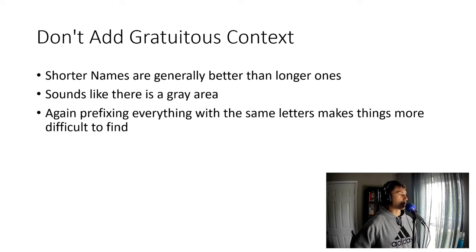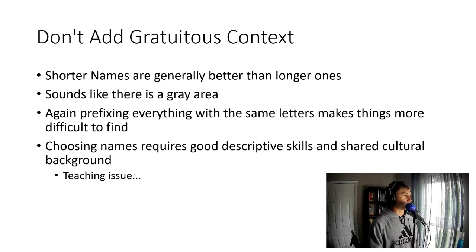And again, when you prefix everything with the same letter, it makes it more difficult to find. So using that Hungarian notation, you prefix it with an I. It might make things a little more explicit that this is an integer, but do you really need that I in front of your variable names? And in the end, naming's important. Naming requires very good descriptive skills, and it can be kind of a challenge.